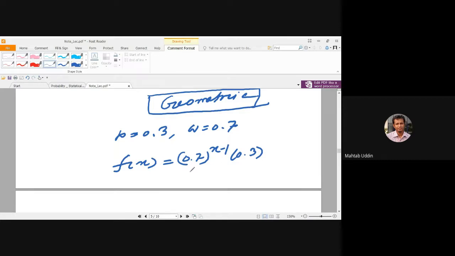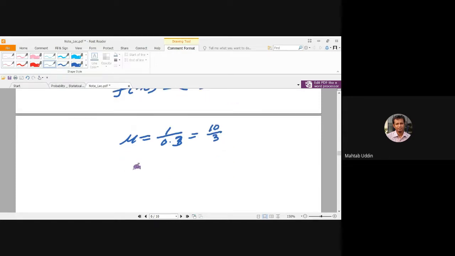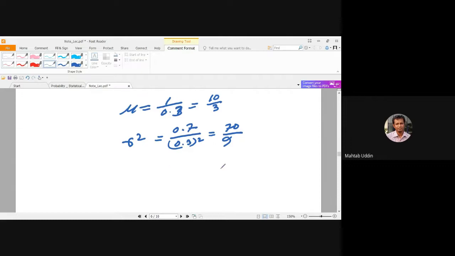This is known. Now, what we discussed earlier, mu equal to 1 by p, so 1 by 0.3. So you can write 10 by 3. And variance is q by p square, so 0.7 by 0.3 whole square. After the simplification, we get 70 by 9. Because 0.3, if we multiply by 10 on both sides, you will get it.